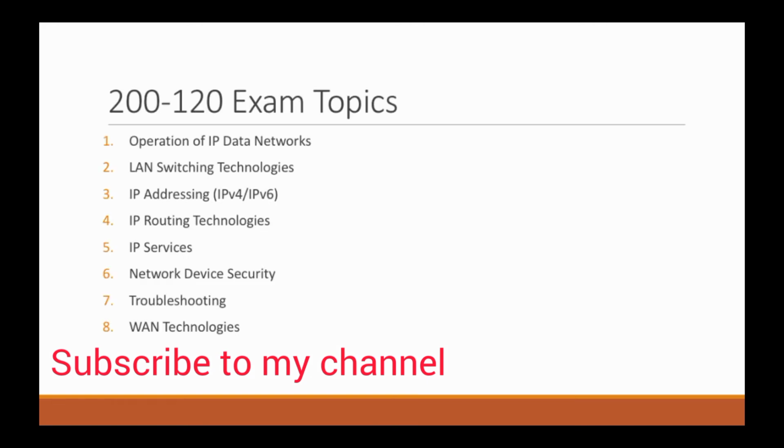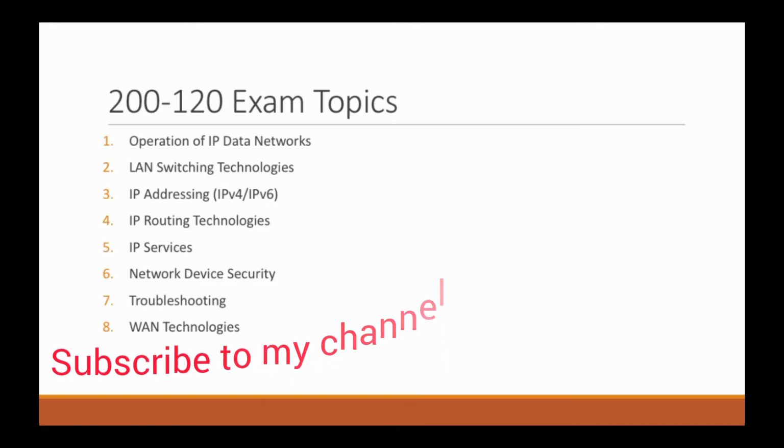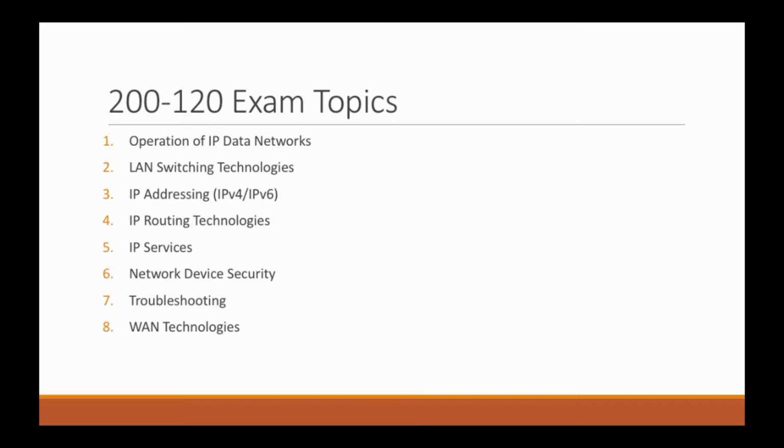So let's start off and have a look at the exam topics. There's 8 topics. There's operation of IP data networks, LAN switching technologies, IP addressing, both IPv4 and, yes, unfortunately, IPv6 as well. IP routing technologies, IP services, network device security, some troubleshooting, and WAN technologies as well, very important in today's modern age. So let's get straight into it. Let's have a look at each of these topics in a bit more detail, shall we?